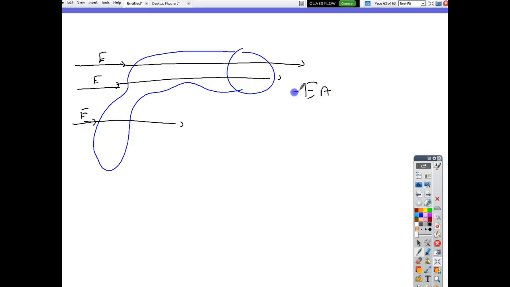EA equals flux. So my flux is going to be whatever the E and the A are. E is just E, and I believe this is pi little a squared. So that would be the answer. How many flux lines would be traveling through there? Got it? Mr. Rizzi. Yes, sir.